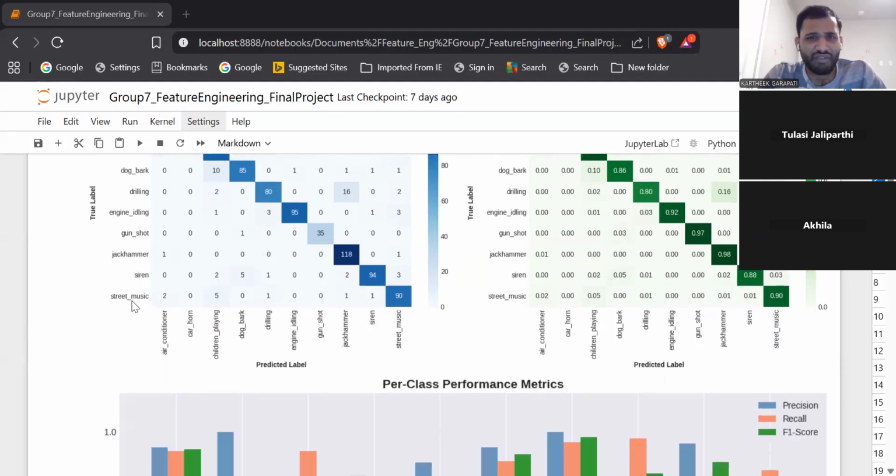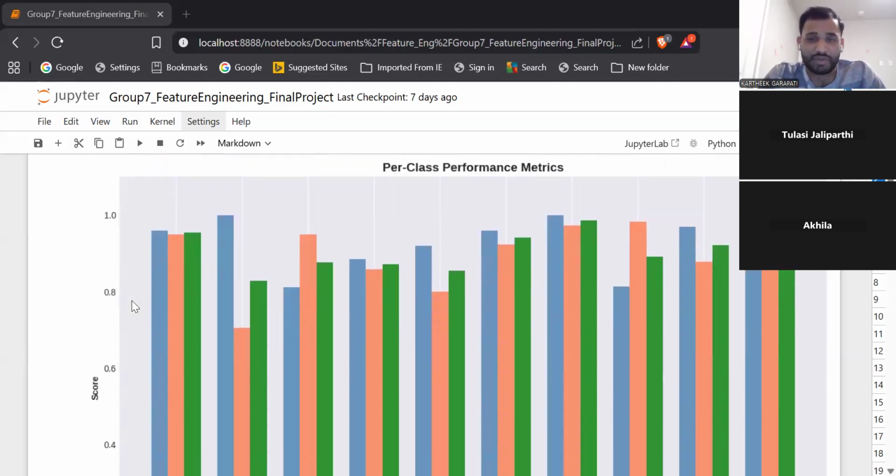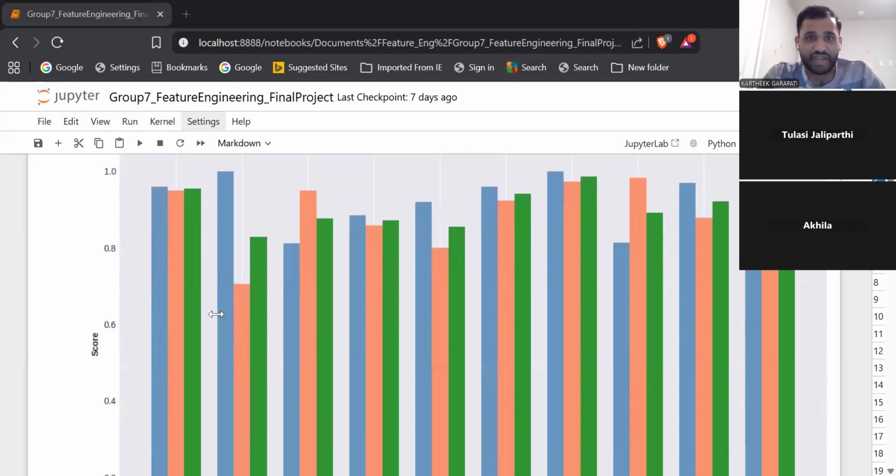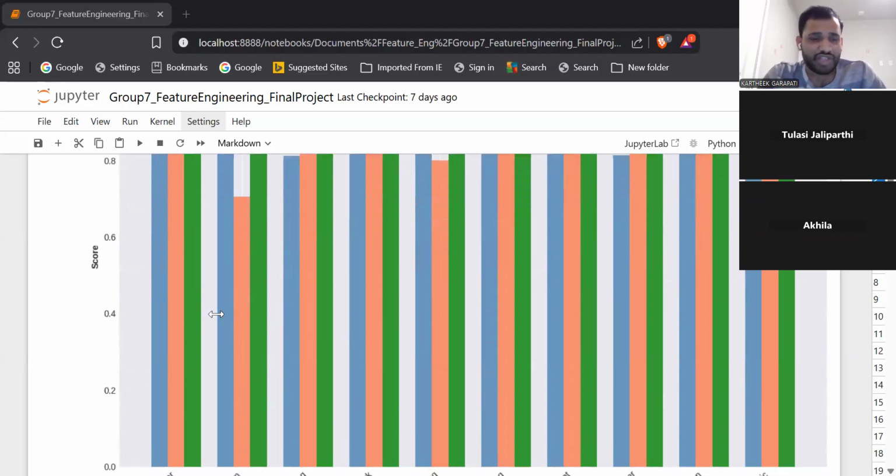Visualization 13 shows per-class performance. Air conditioner is 97% across metrics due to its unique tonal drone, and gunshot has 96% precision, and so on. You can also consider street music lowest at 89% F1 due to its diversity.